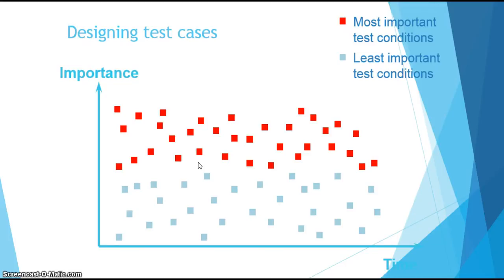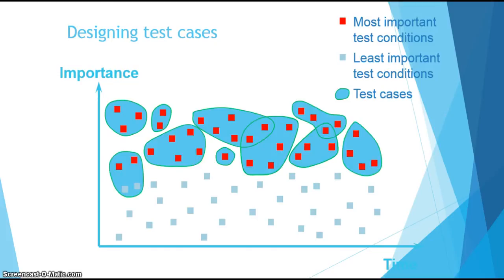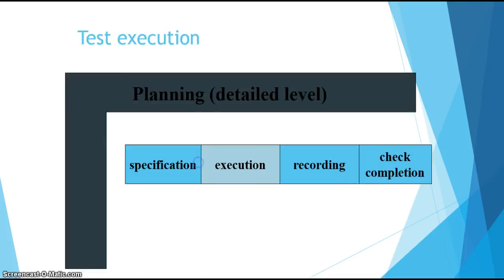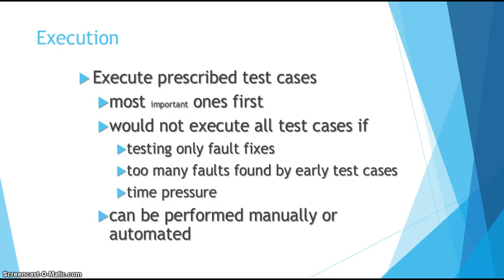So the most important test conditions in this graph are plotted there in red. The least important test conditions are plotted below, right? So your test cases should cover all the most important and at least some least important. So while preparing test cases, you have to have very detailed level test cases. You must have the test data detailed in the test case itself, and you should also have noted down the expected result.